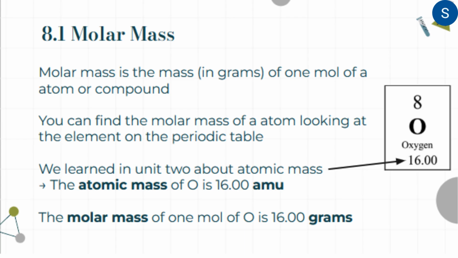So, in other words, when you have 1 mole of an element, the amount of grams of the element you have equivalent to that mole is the molar mass. In the periodic table, you can find the molar mass of individual atoms. In Unit 2, we learned about the atomic mass. If we look at the atomic mass of oxygen on the periodic table, it is 16 AMU. The atomic mass is equivalent to the molar mass. In 1 mole of oxygen, there are 16 grams. 16 grams is the molar mass of oxygen.